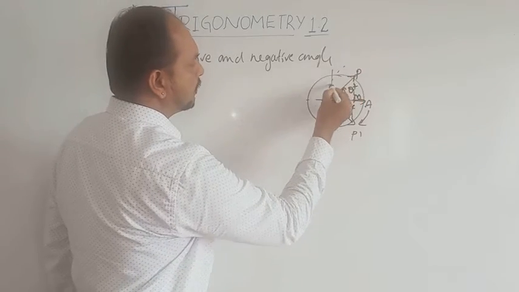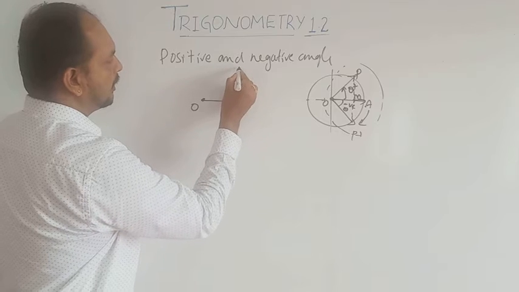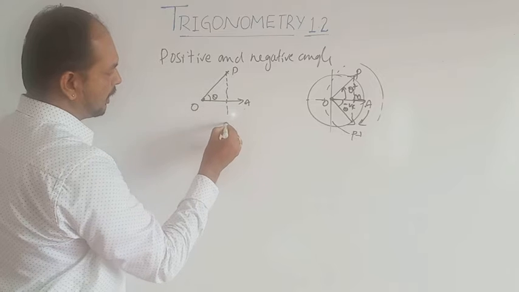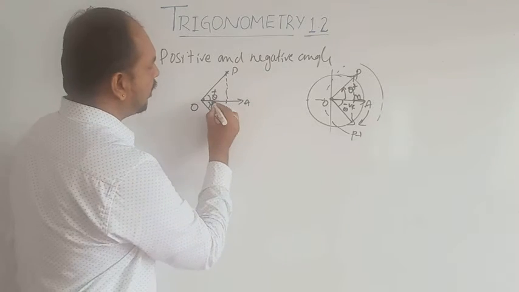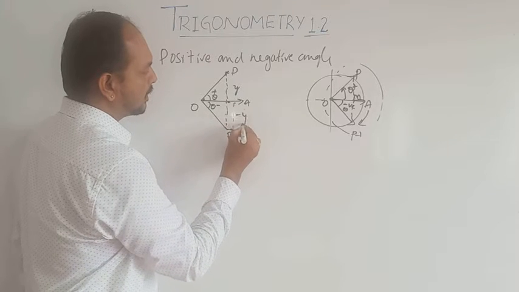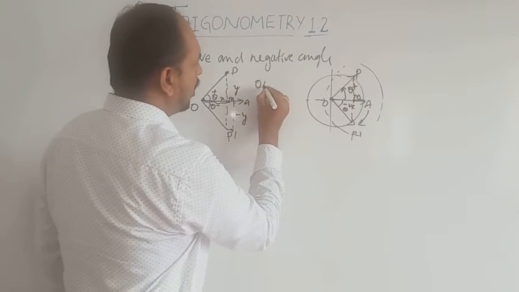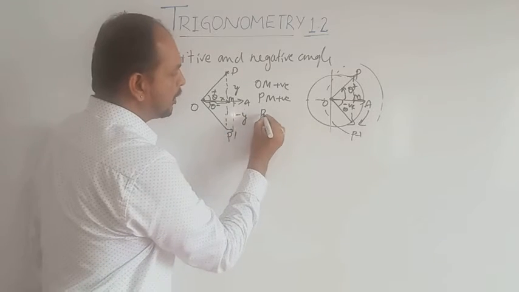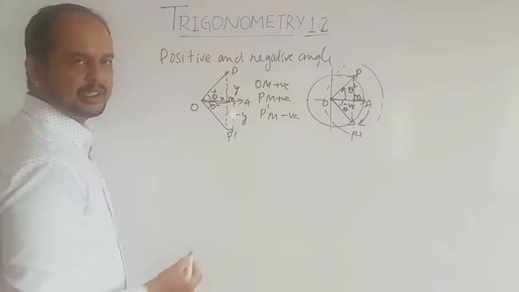So I will zoom this place and rewrite. This is your center O, this is your OA, and this place is P. Drop a perpendicular, this is theta. Similarly, drop a perpendicular and this is P dash. This is plus theta, this is minus theta. Now we could make out opposite to theta is y, this distance. Similarly, this distance is minus y. So this distance is x. Am I right? OM is positive, PM is positive, P dash M is negative. Both triangles OPM and OP dash M are similar.